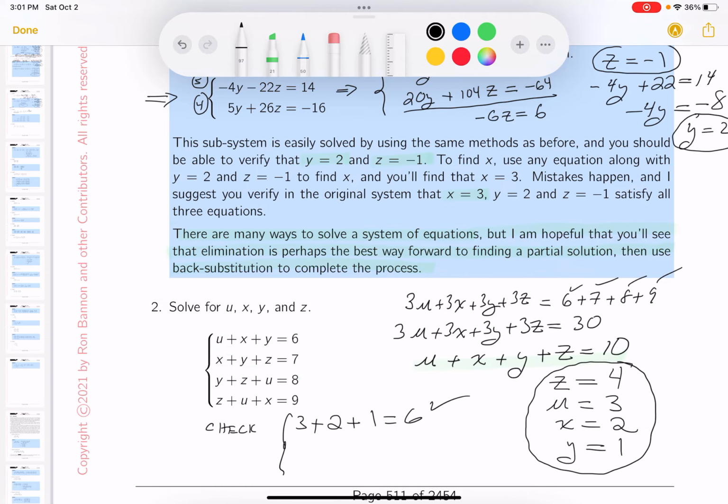Let's do the next one. X is 2. Y is 1. And z is 4. What would you get there? 4, 5, 7. This worked beautifully too.